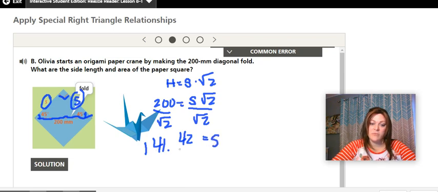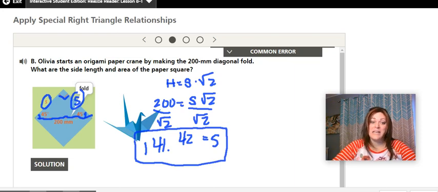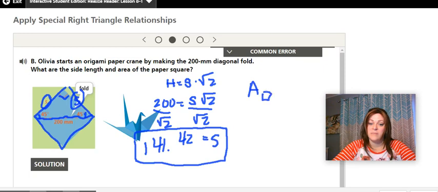That is the side length. So 141.42. If that's the side length, which I have, and that's one of the answers I need, I also need the area. Keep in mind, the area is base times height. And because it's a square, I'm going to take area of a square equals base times height. And in this case, the base and the height are both 141.42.